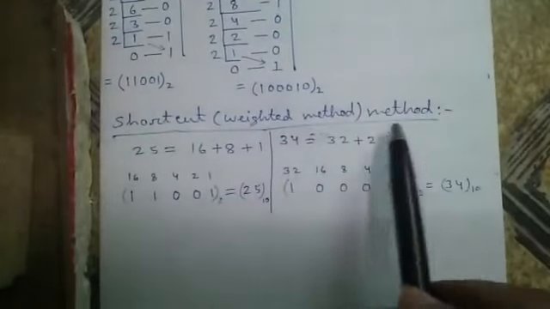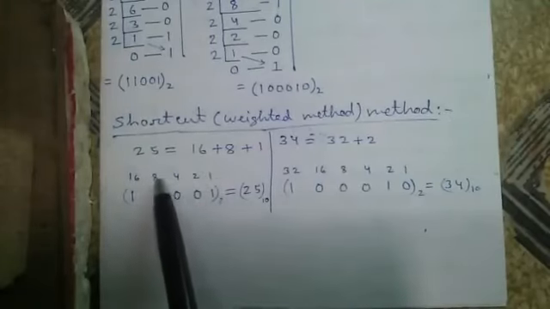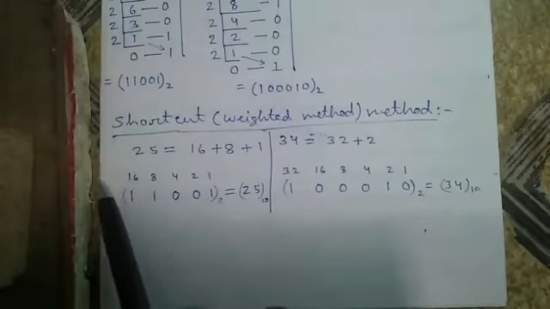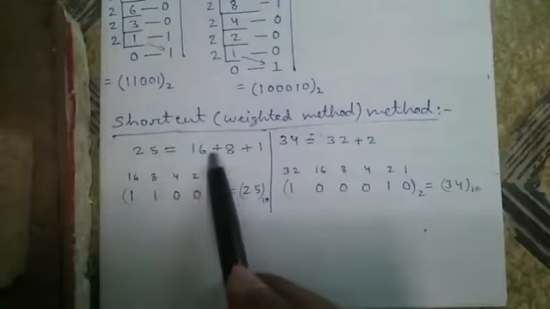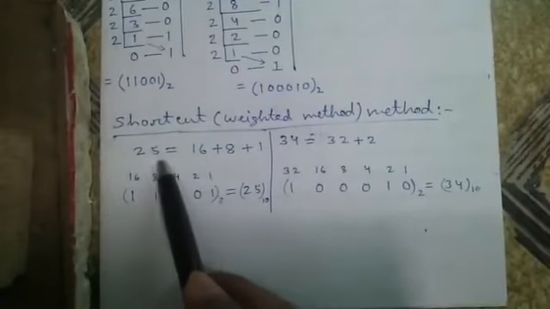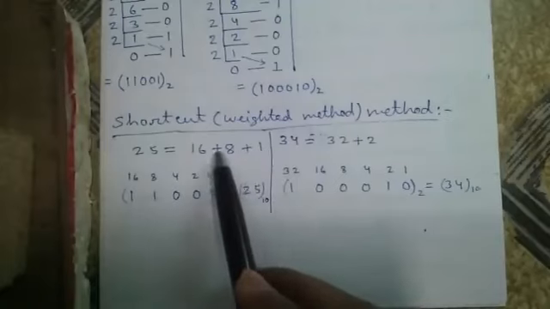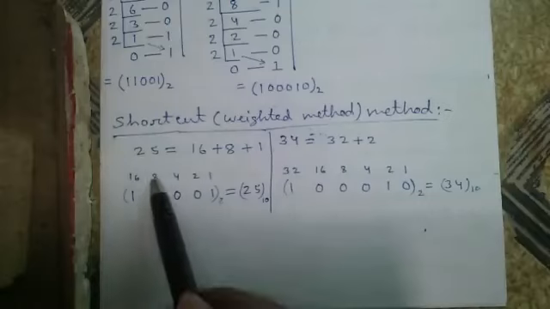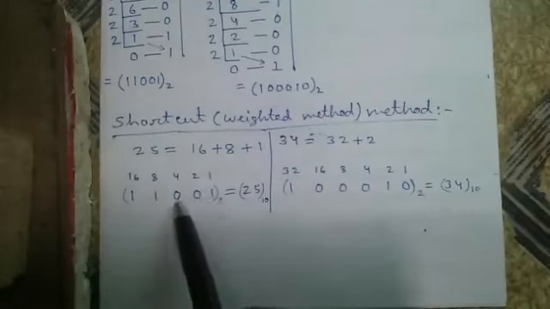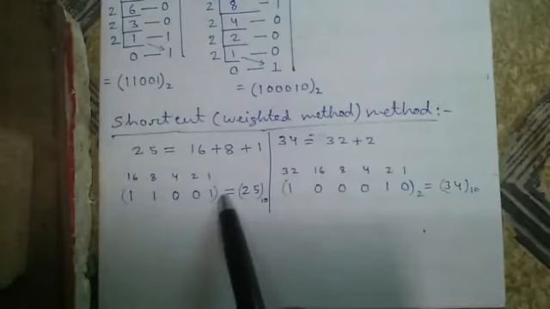Next is the shortcut or weighted method process. For that you have to make this table: 1 into 2, 2. 2 into 2, 4. 4 into 2, 8. 8 into 2, 16, next 32, next 64, like this. And you have to consider which numbers from this table you need to make 25. We need 16 plus 8 plus 1 to make 25. So we have taken these 3 numbers, we will write 1 below them: 1 below 16, 1 below 8 and 1 below 1, and we didn't take 4 and 2, so we will write 0 below them, so it becomes 11001.